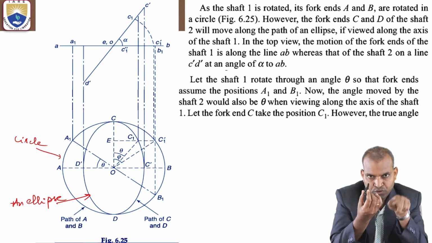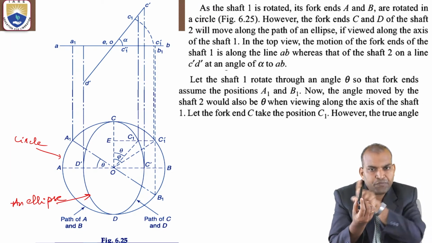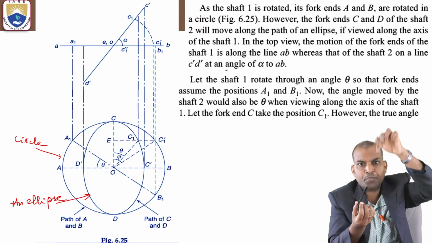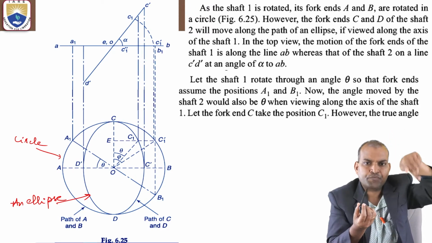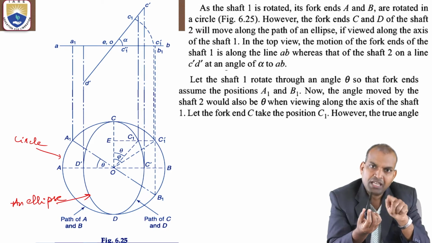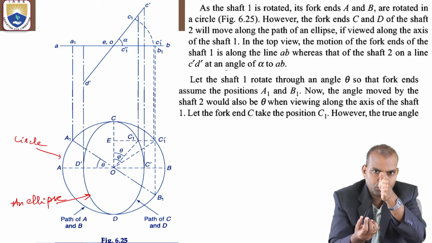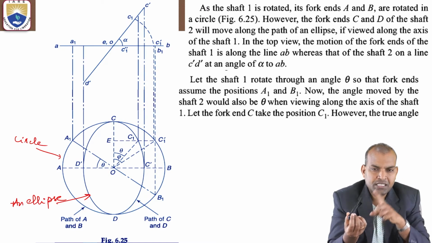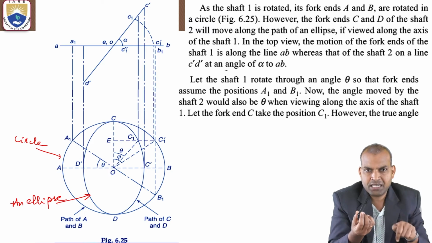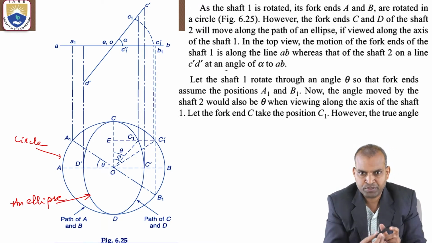Because the fork ends of shaft 2 are like that, if you see from the side view or the top view, CD is circular and shaft 1 appears as an ellipse. So here we are viewing along shaft 1. That's why the path of AB is a true-shape circle, whereas CD is an ellipse. That is the drawing. In the drawing it will be visible.